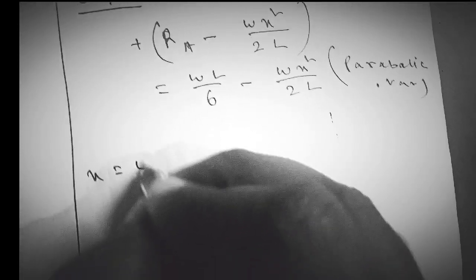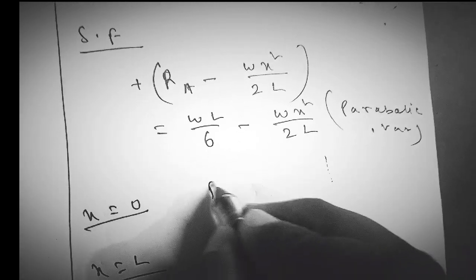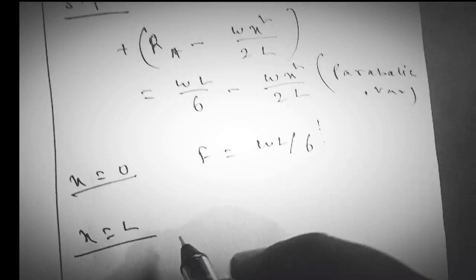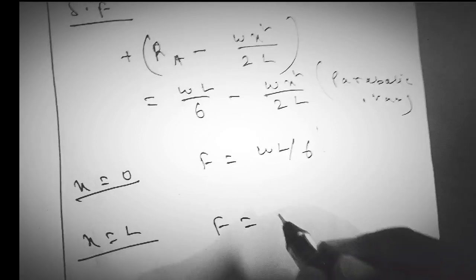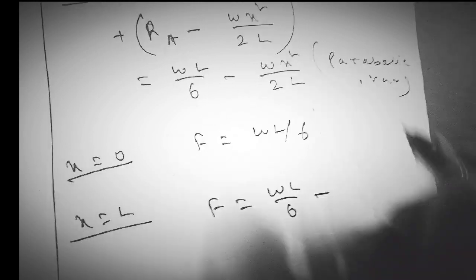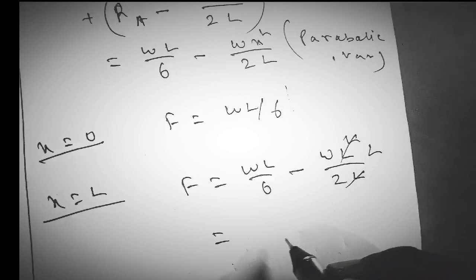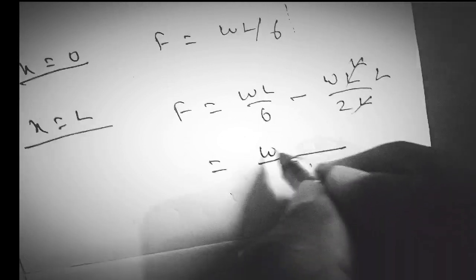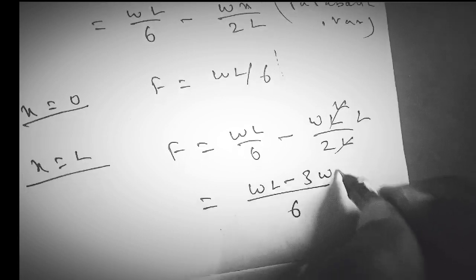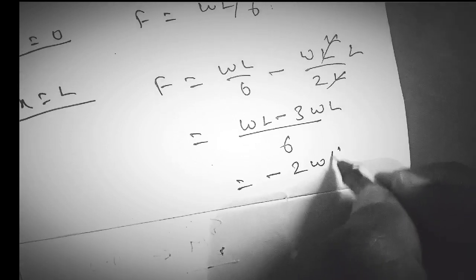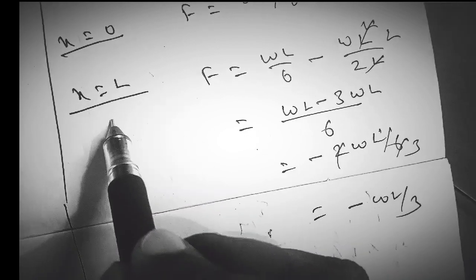Now what will be the shear force at X equal to 0 and at X equal to L? At X equal to 0, if you put the value, you will get shear force WL divided by 6. At X equal to L, if you put the value, it will be WL divided by 6 minus WL square divided by 2L, that means cancel, so there will be 1 L. If you solve this, it will be WL minus 3WL, that is minus 2WL divided by 6, so minus WL divided by 3. So at X equal to L, shear force is minus WL divided by 3.